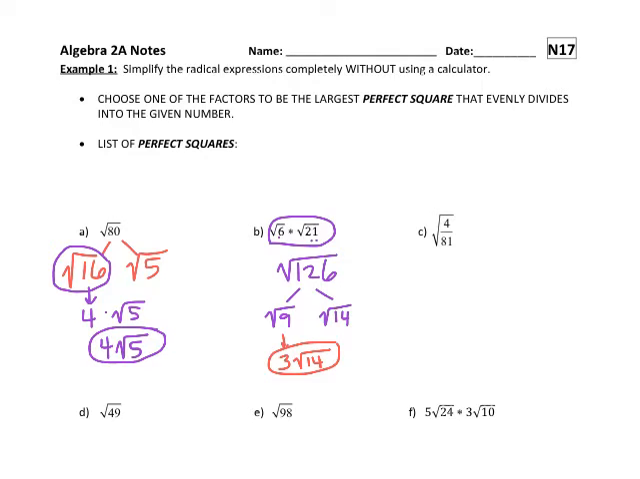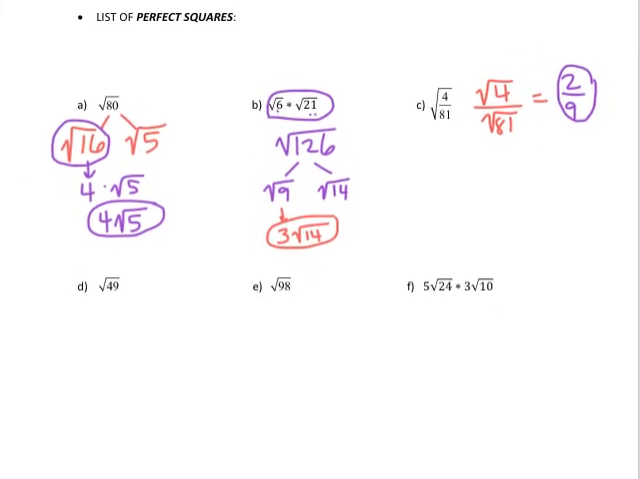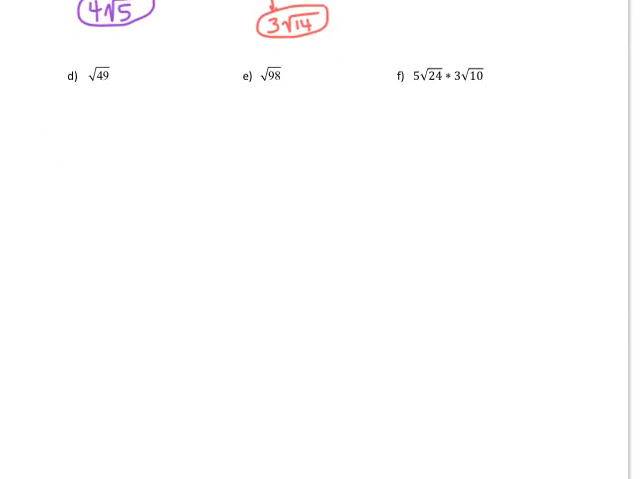And if we take a look at C here, we can make this into two separate square root problems, one on the top, one on the bottom. What's nice about this one is that both of them are perfect squares. So the square root of 4 is 2, the square root of 81 is 9, so we no longer need the radical symbol. We can just leave our answer as 2 over 9. Okay, I'll let you try D and E, and let's take a look at F together.